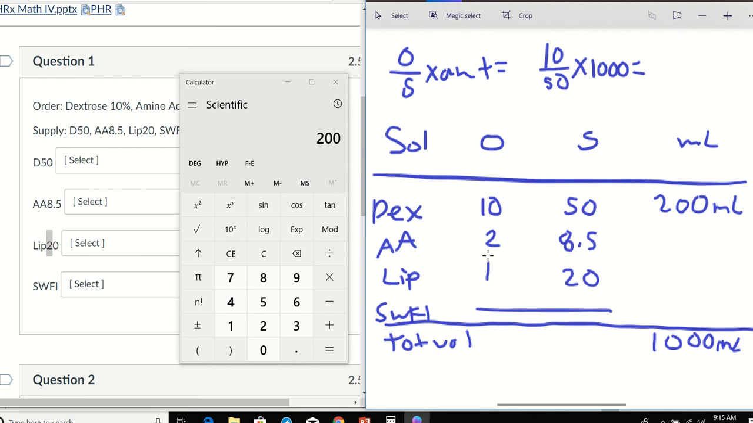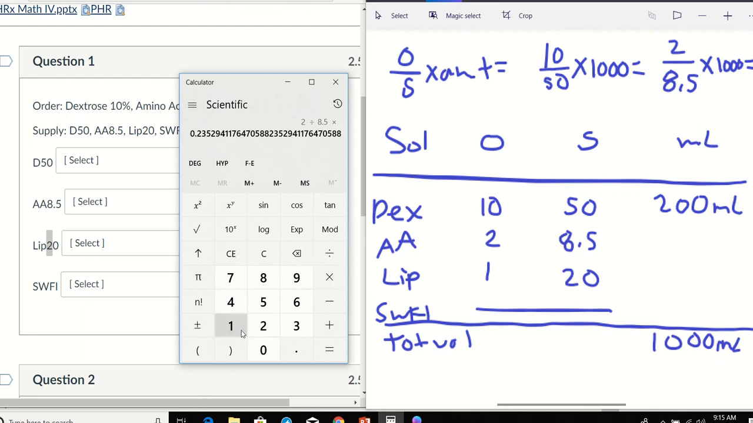Do the same for amino acid. So that's going to be 2% is ordered. Our supply is 8.5. And our final volume is 1,000. So this is going to be about 235.